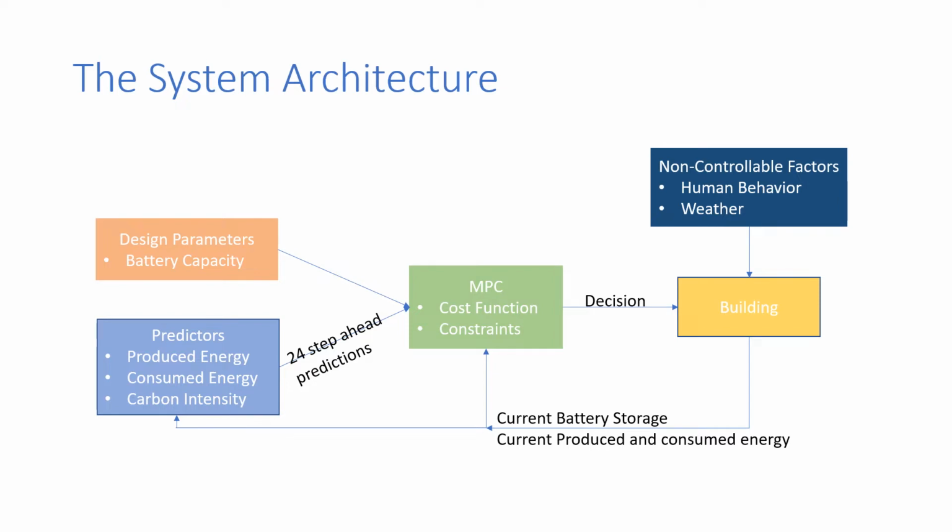The developed system works as follows. The MPC uses the design parameters: 24 steps ahead predictions of the produced and consumed energy and carbon intensity. Also, it uses the current battery storage and the produced and consumed energy at the current step by the building, and the MPC produces a charge or discharge decision for the building. Also, in this system, the produced and consumed energy predictors are time variant, so they use the current observation of the produced and consumed energy to update their parameters.